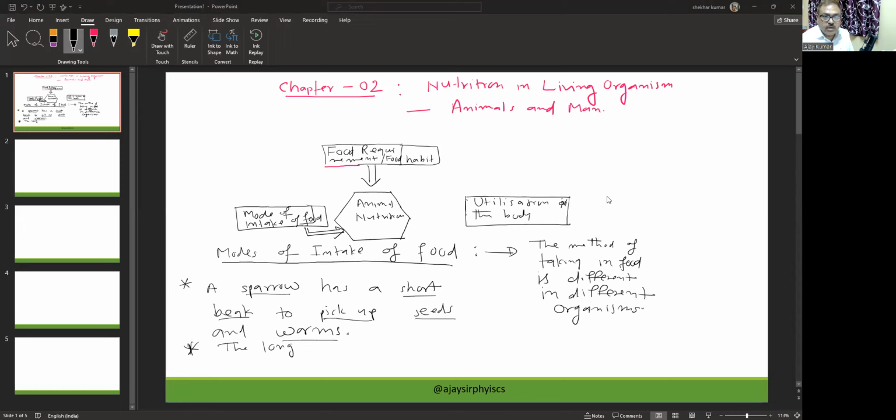Write your class with your name. It is better if you are writing your name, you write your class also.